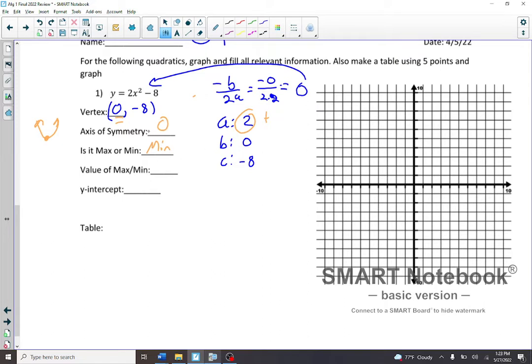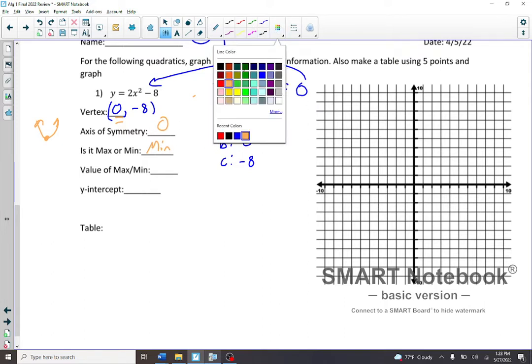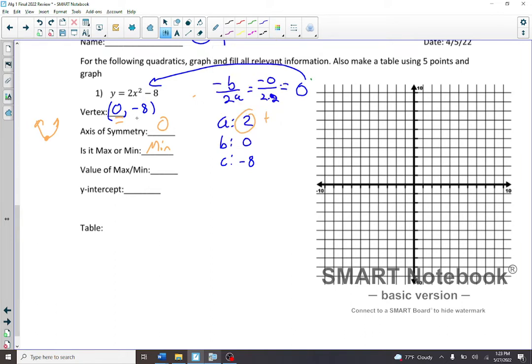The value of the min and max is just going to be the y of the vertex, which is negative 8. And the y-intercept is always going to be the c value. In this particular question, it matches. It doesn't always match.